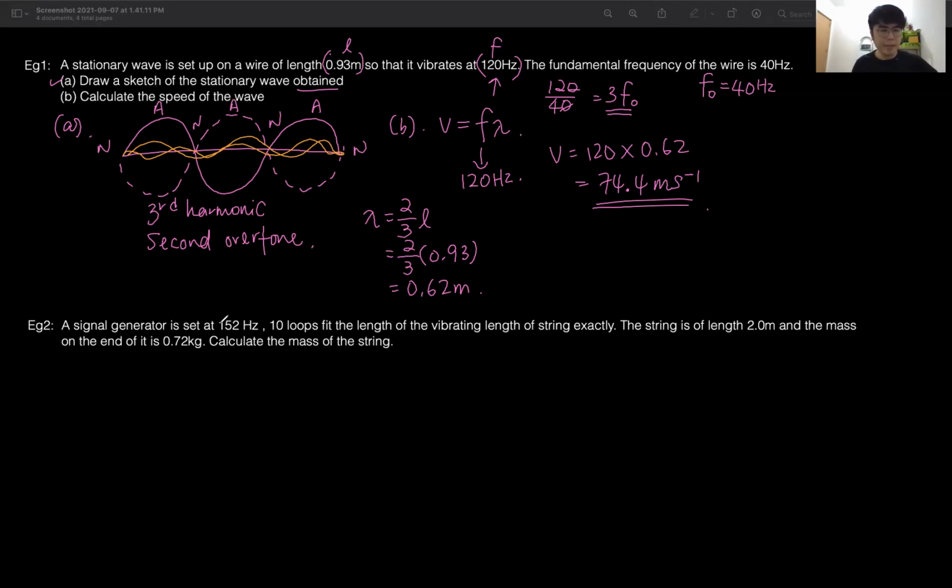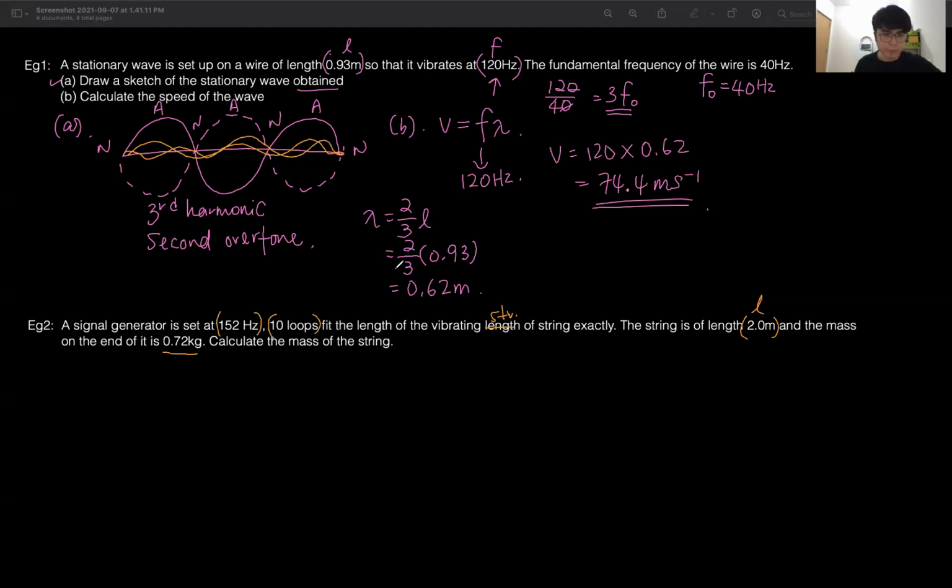A signal generator is set at 152 hertz. 10 loops fit the vibrating length of the string exactly. The string is of length 2.0 meter and the mass on the end of it is 0.72 kg. I connect it to a vibrator, assuming that the 2 points are the nodes. I get 10 loops, and calculate the mass of the string.